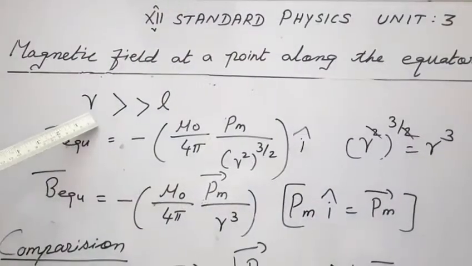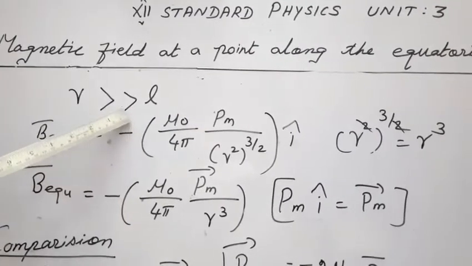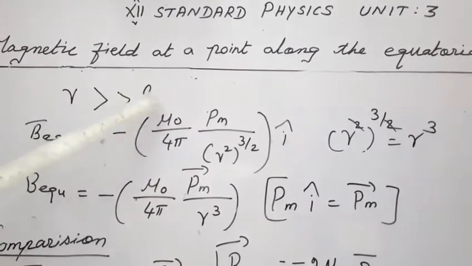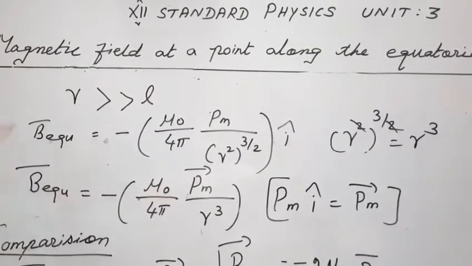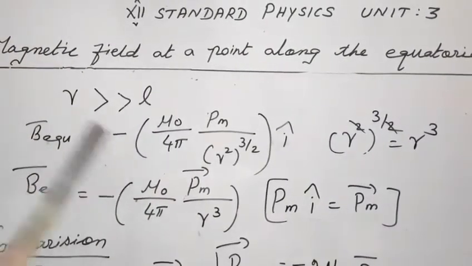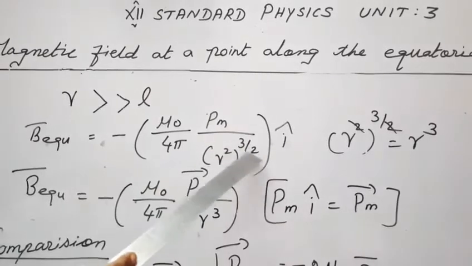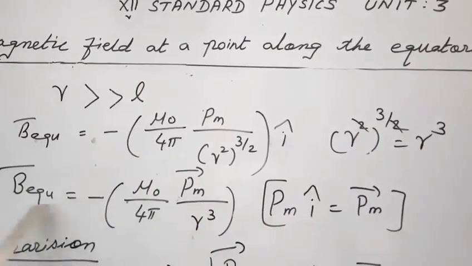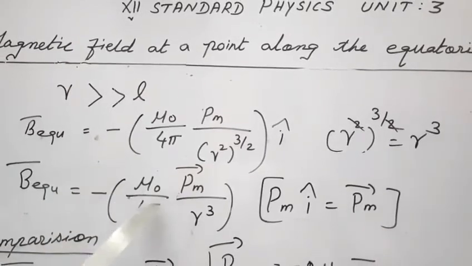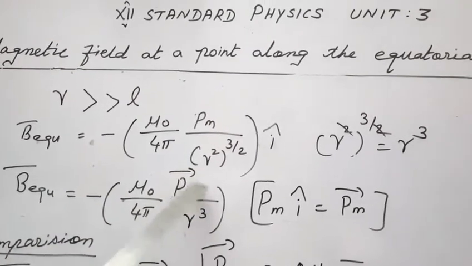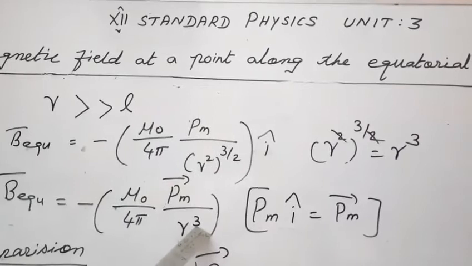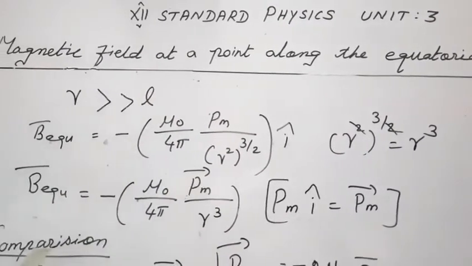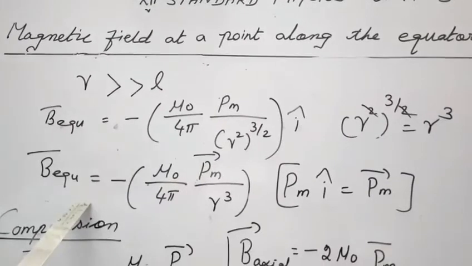And this R value is comparatively large compared to the L value. So the L value is very small, so we can ignore the L value. When we ignore the L value, R square to the power of 3 by 2, the 2 cancels, and we get R cube. Therefore, B equatorial vector equal to minus mu naught by 4 pi Pm vector divided by R cube. So this is the magnetic field at a point along the equatorial line.